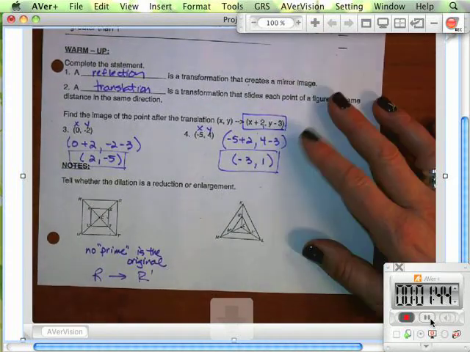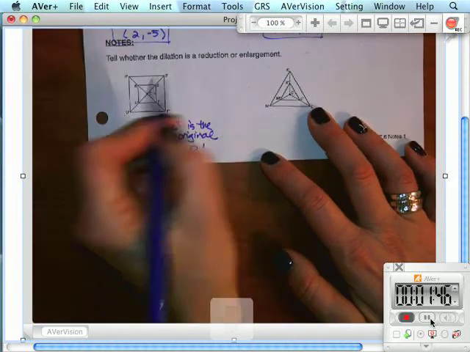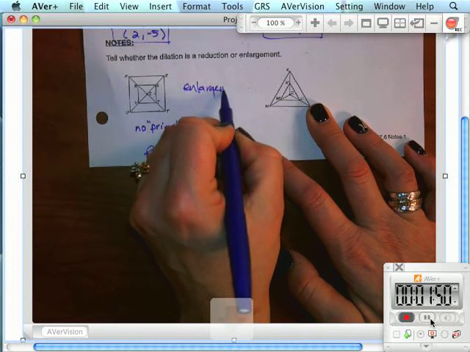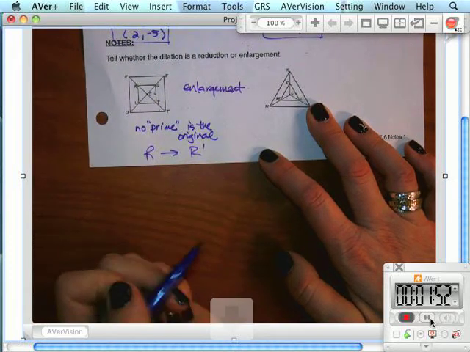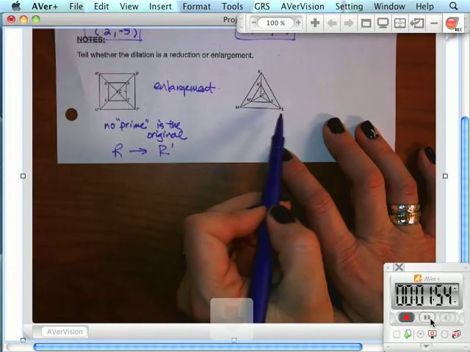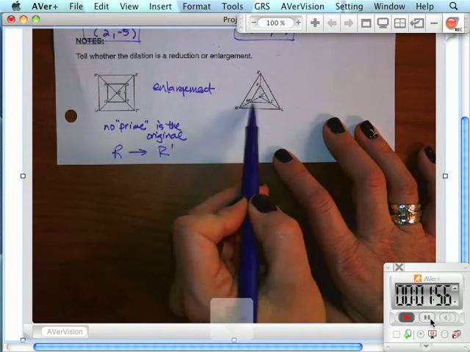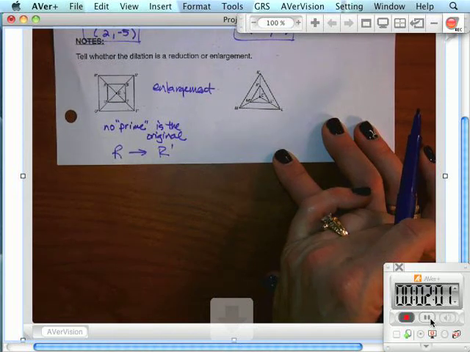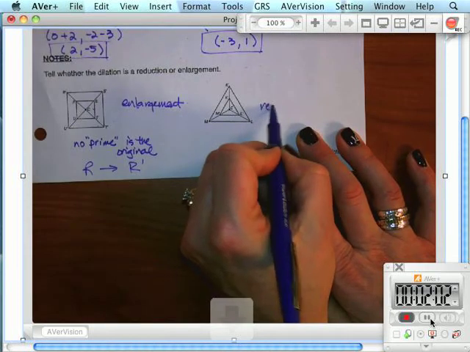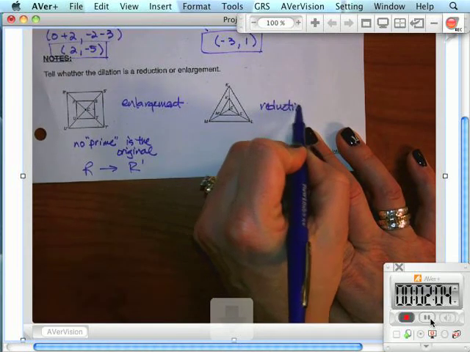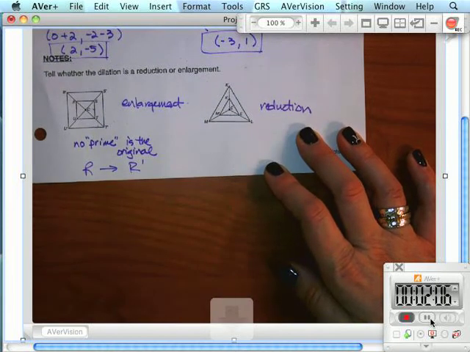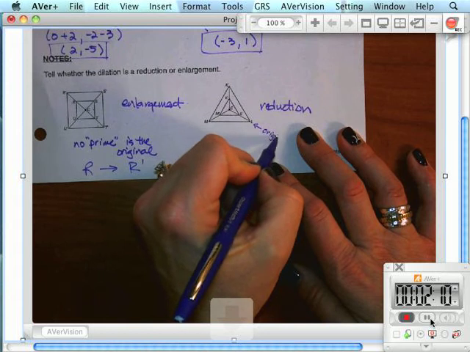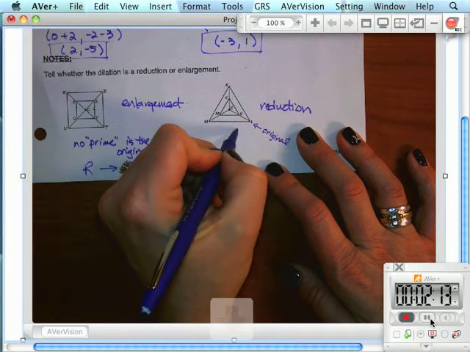Let me move it up a little. So it's an enlargement for this one. So here, the new points are here, aren't they? And these were the original. So what happened? Did it get bigger or smaller? Smaller. So this is a reduction. These are the original right here, and these are the image.